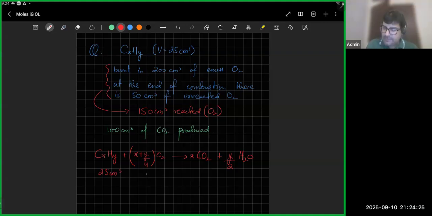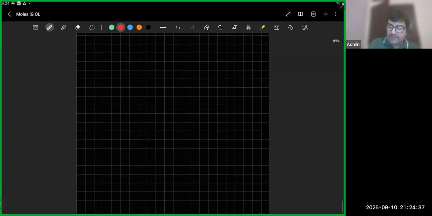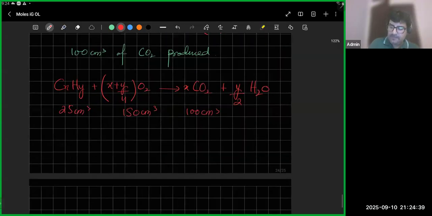What is the amount of oxygen that's used up? That's 150 cm cube. And what is the amount of carbon dioxide that is produced? That's 100 cm cube. Okay, based on that information, I'm going to try and figure out what the formula of the hydrocarbon is. I'm going to do this very quickly.